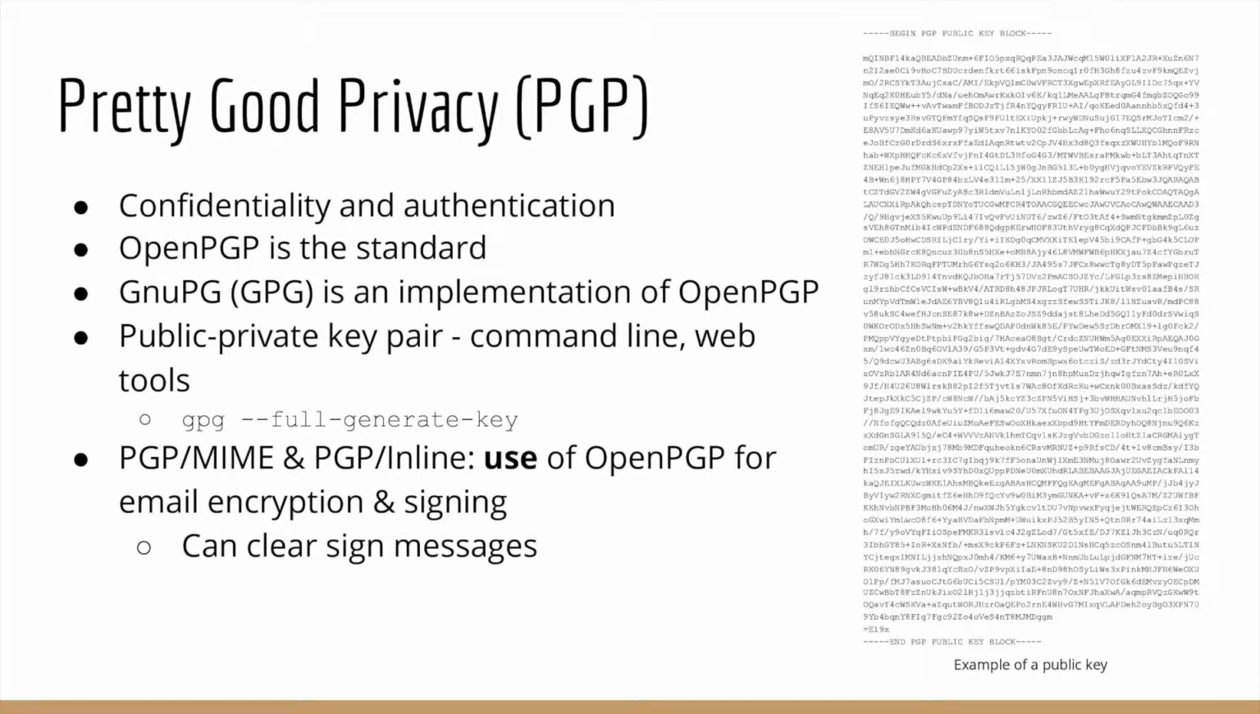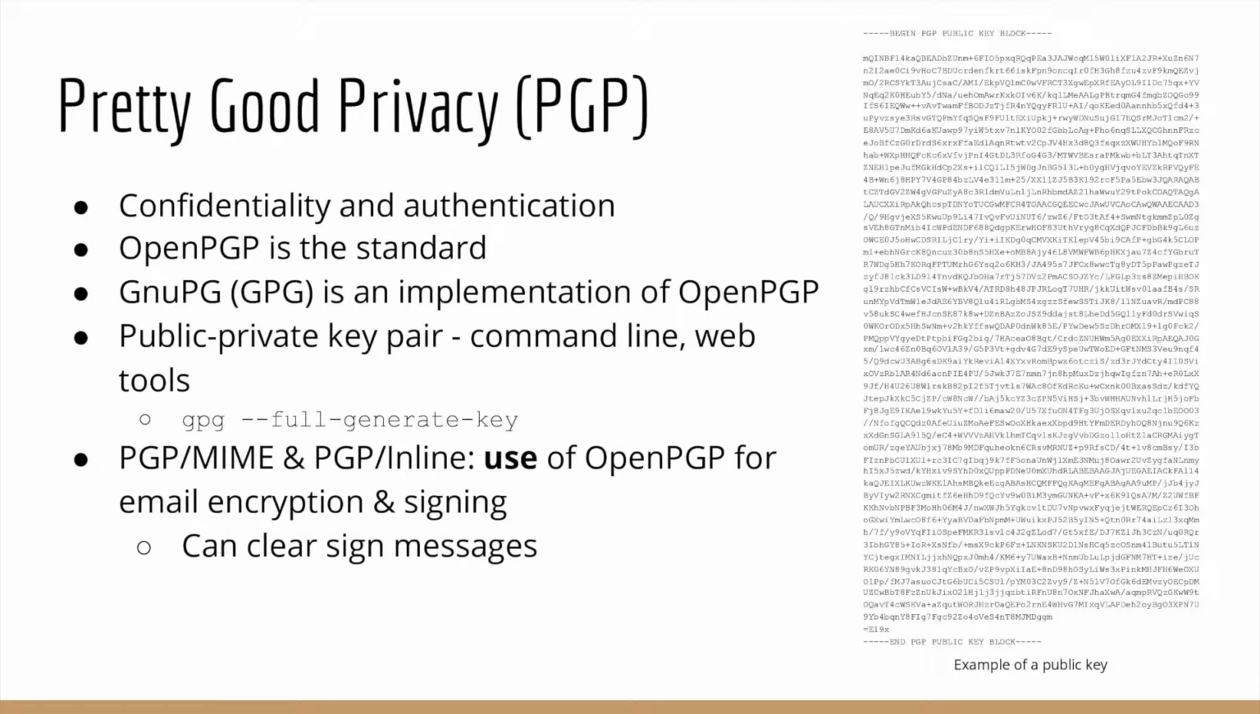Developed in 1991, PGP is software which supports the signing and encryption of digital media. OpenPGP is a non-proprietary open standard of PGP. A popular implementation of the OpenPGP standard is GPG. To use PGP for encryption, a user must first generate a public-private key pair, which can be generated using the command line and various web tools.